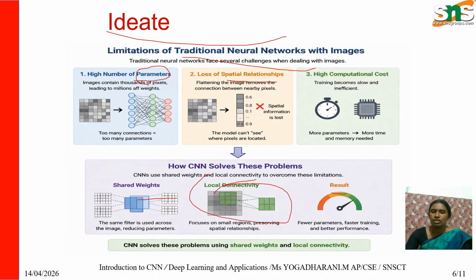The second one is local connectivity. Here, each neuron connects only to a small region of the input. It focuses on local patterns instead of the entire image. The main advantage is that it preserves spatial relationships. For example, to detect an eye in a face, the model looks only at nearby pixels, not the whole image.